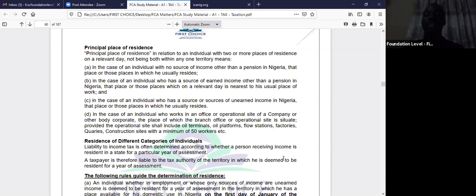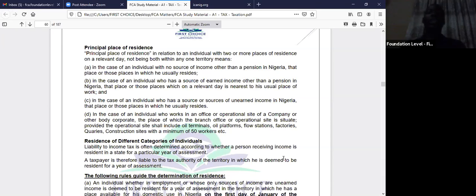So if you usually reside in a particular place, it means you stay there the most. So imagine somebody staying 7 months in Lagos, 3 months in Abuja, and then 2 months in Port Harcourt. The place that he stays the most, or usually resides, is obvious. Lagos, he stays there the most. So that would be his principal place of residence. So when he is asked for his place of residence, he should quote the principal place of residence.